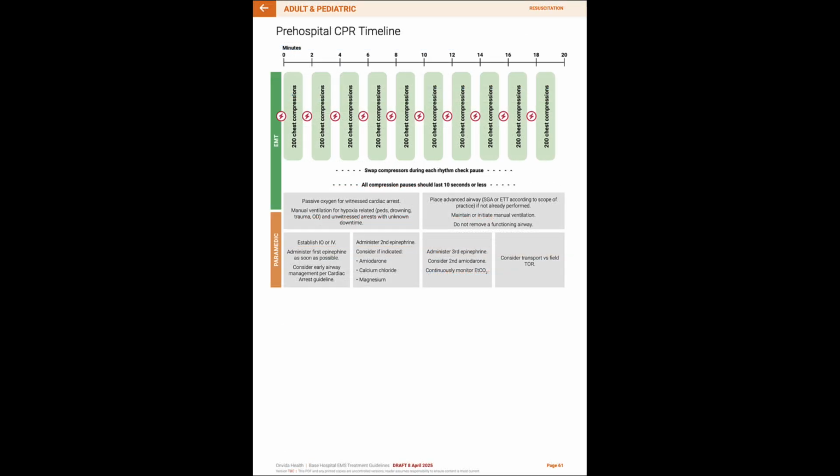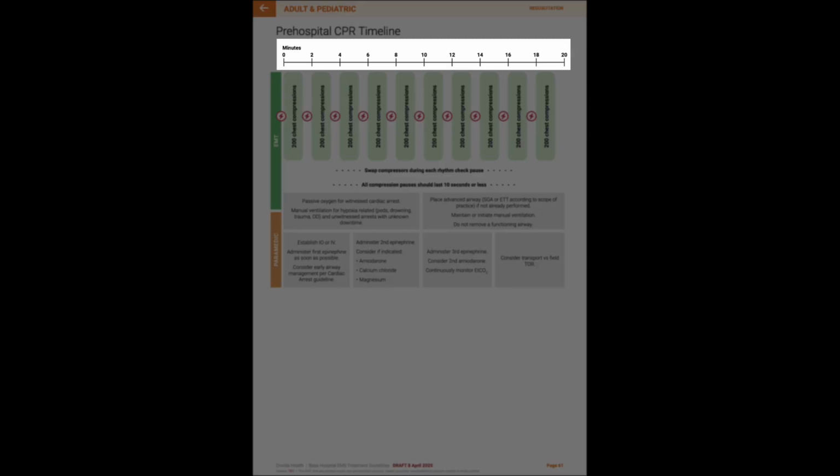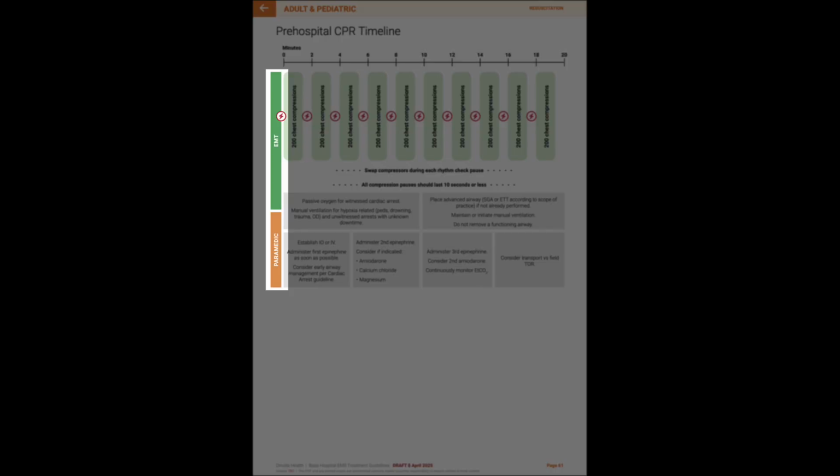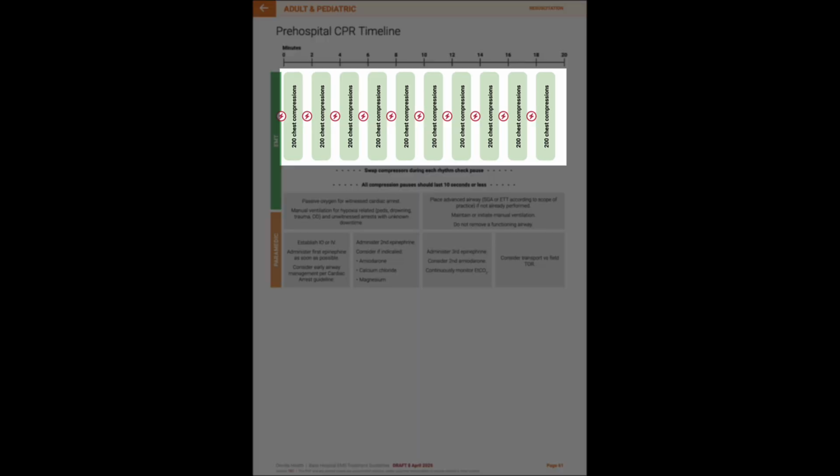This next page, titled Pre-Hospital CPR Timeline, is a graphic representation of everything we've just discussed on the cardiac arrest guideline. Across the top, you see a timeline, and we arrange BLS versus ALS action steps using the same color indicators as on the guideline pages. You can see these green items represent each 2-minute cycle of 200 compressions, and each of these cycles is going to be separated by a rhythm check and a shock if indicated.